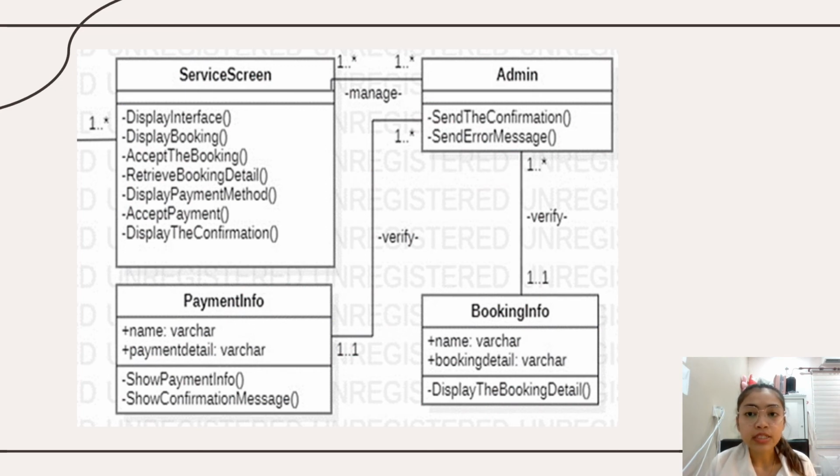The second entity is booking info. The attributes are name and booking detail. The operation is display the booking detail.